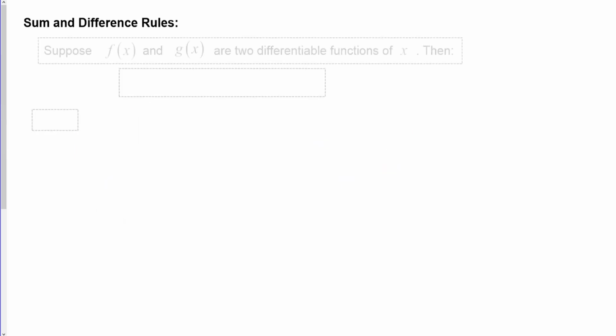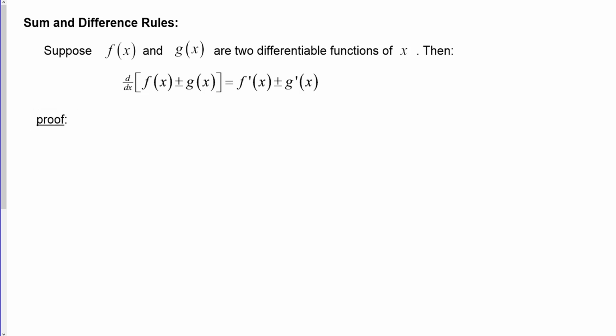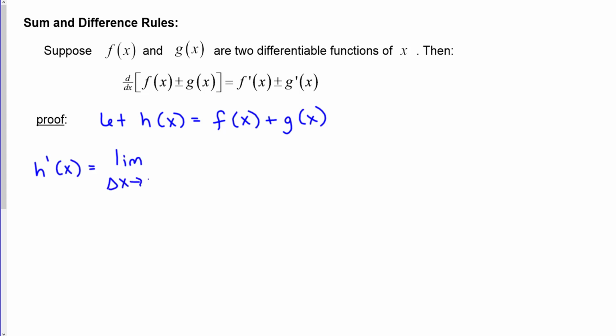Now let's take a look at the sum and difference rules. So if f of x and g of x are two differentiable functions of x, then the derivative of the sum or difference of those two functions is just the sum or difference of the derivatives. So to prove this, let's just let h of x be f of x plus g of x. And I'm going to only use plus here instead of plus or minus. If it works for the sum, it also works for the difference. So h prime of x then would be the limit as delta x goes to 0 of h of x plus delta x minus h of x all over delta x.